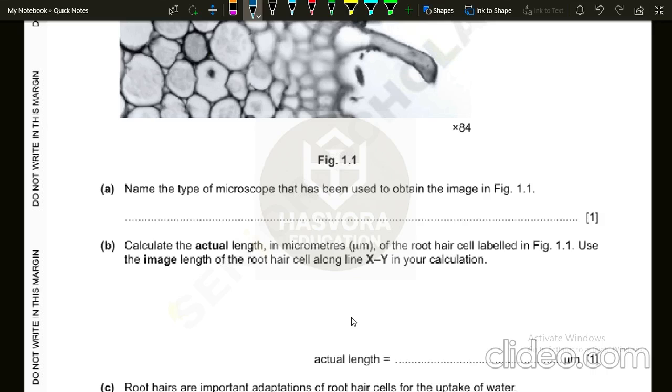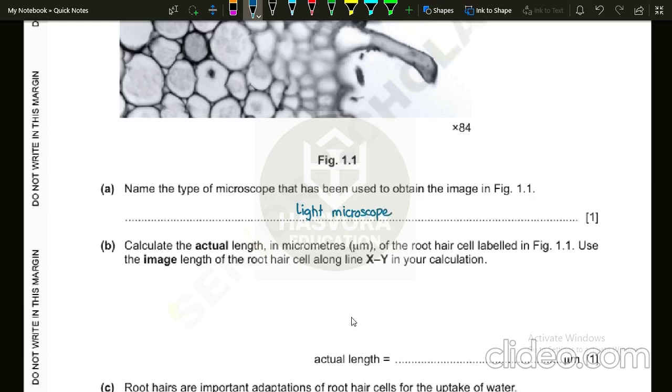So make sure that you have a grip on these structures. Whenever the structures inside the cell are visible, it is an electron microscope, and whenever only the outer boundaries are visible, it means the light microscope has been used. So the answer for this will be light microscope.